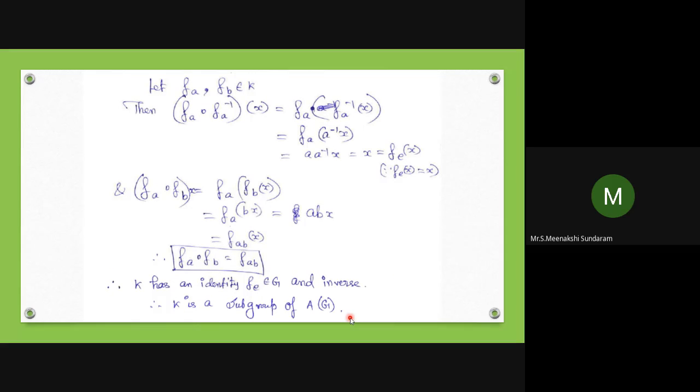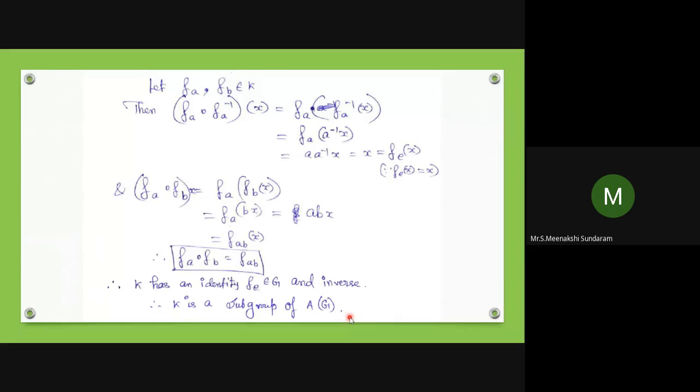Let f_a, f_b belong to K. Two elements I can choose in K. That is, a, b belongs to H, a star b inverse belongs to H; if this holds, we can say subgroup. With the same concept, I took f_a and f_a inverse. So I can choose f_a star f_a inverse. x is equal to f_a of f_a inverse x, which is f_a inverse of x, that is a inverse x. So a inverse x equal to x. So f_e of x came, f_e of x is equal to x. So simply the answer is x, f_e of x.